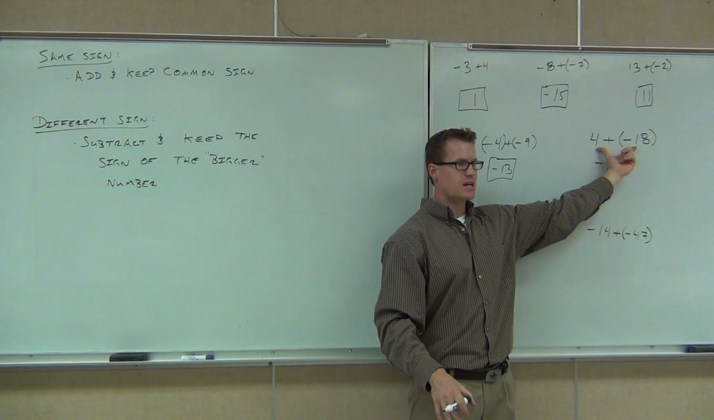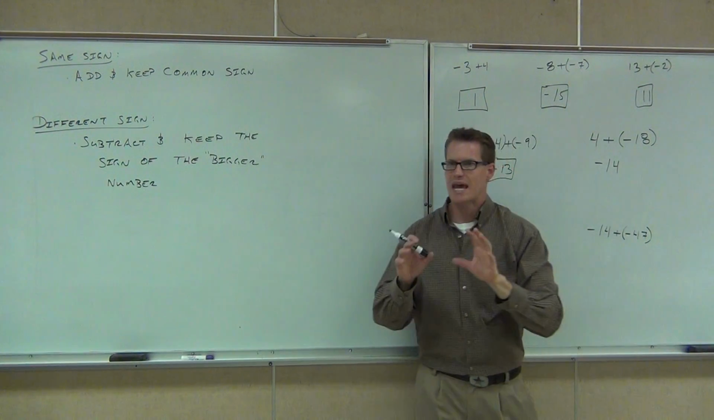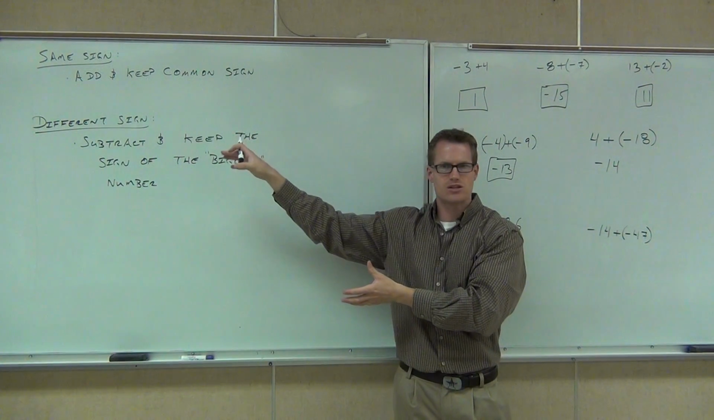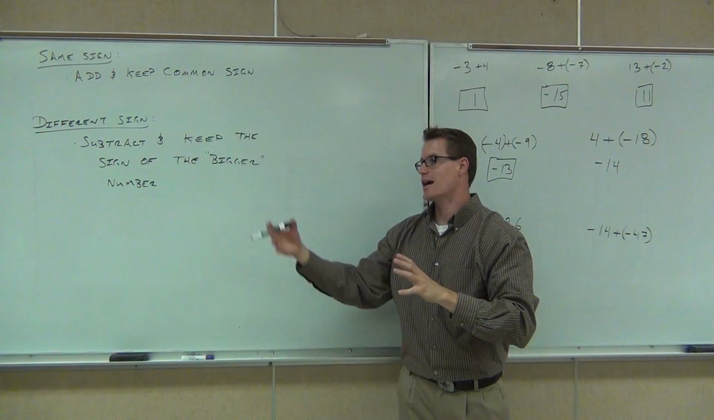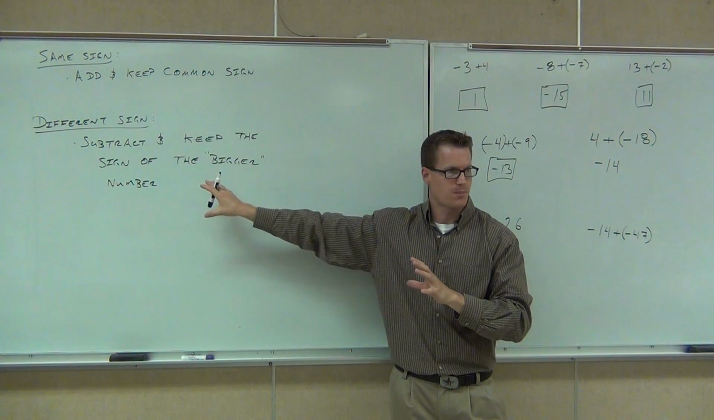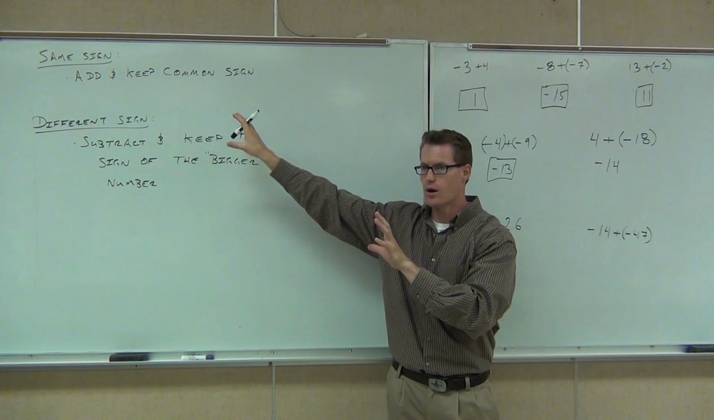Here, a positive and negative made a negative, but here it made a positive. So you cannot just look at the signs, you actually have to follow these rules. You can't just say, oh yeah, that's always going to make a negative. It's not always going to do something. You actually have to understand it. You keep the sign of the bigger number if you have different signs. You subtract. Keep the common sign if you have the same sign. You add. That's our rules there.